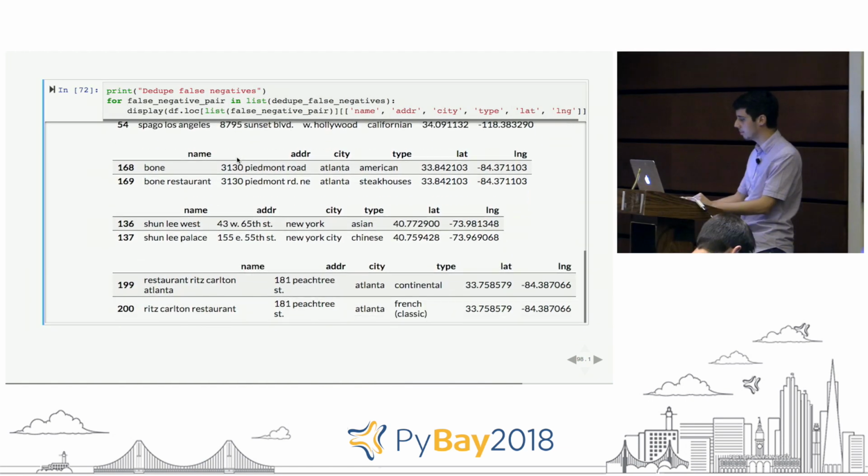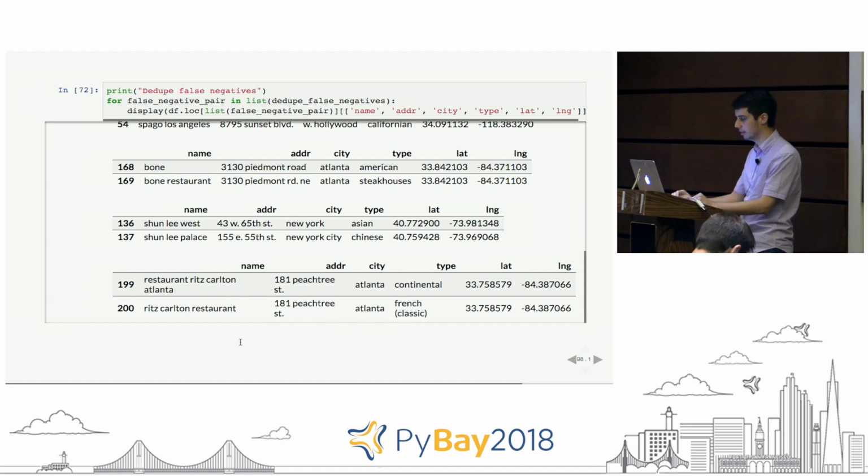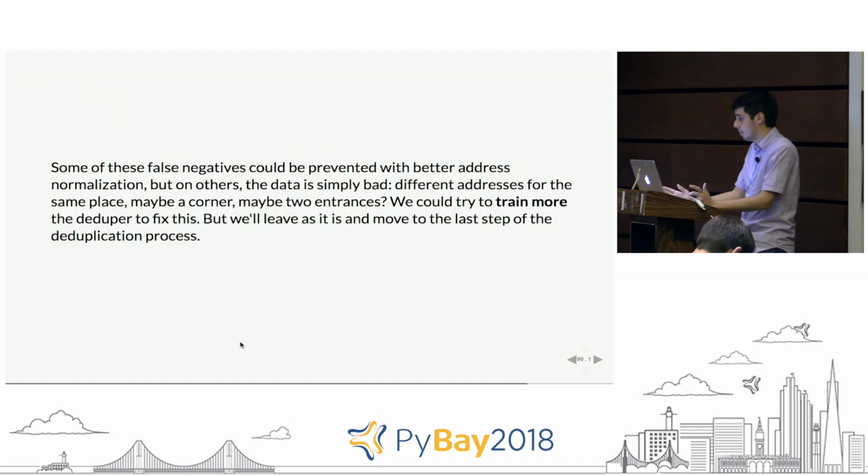Also difficult cases, and we will analyze them better. Some of them could be prevented with better address normalization. Maybe we could train the dedupe more. It's difficult to know, but we can try this and evaluate with a test set and this kind of thing.